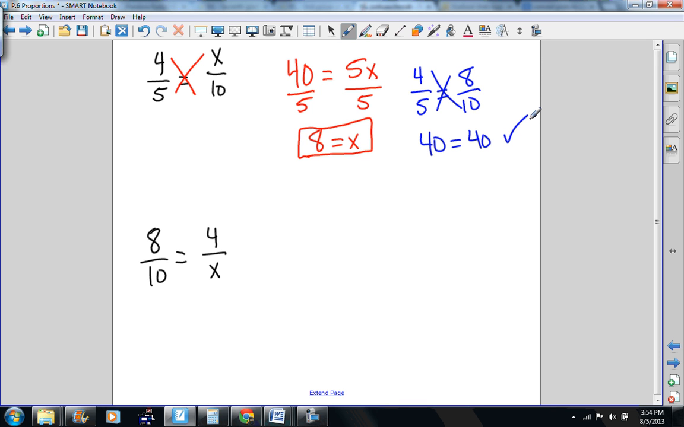Now, I don't care how you check your answer, but I care that you check your answer, and that is absolutely required for these types of problems. I would also like to point out that for most of these, this should be calculator free. You shouldn't need a calculator for this.